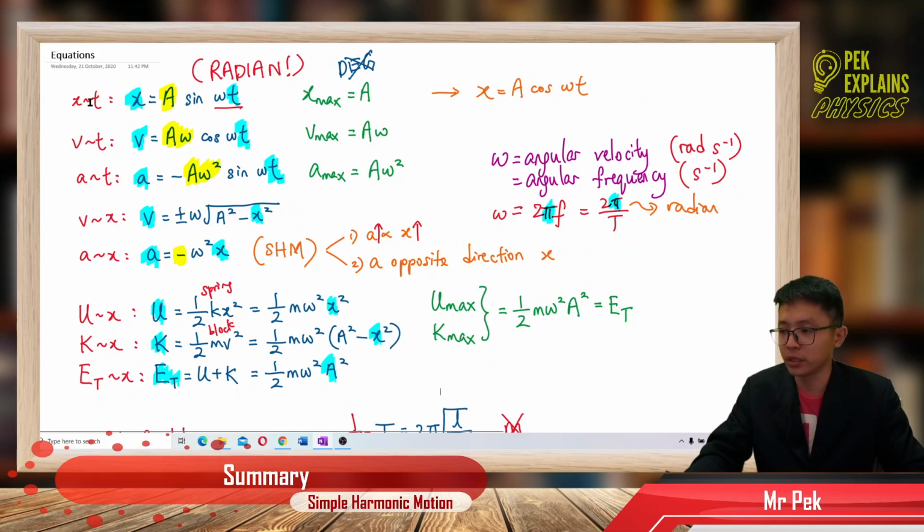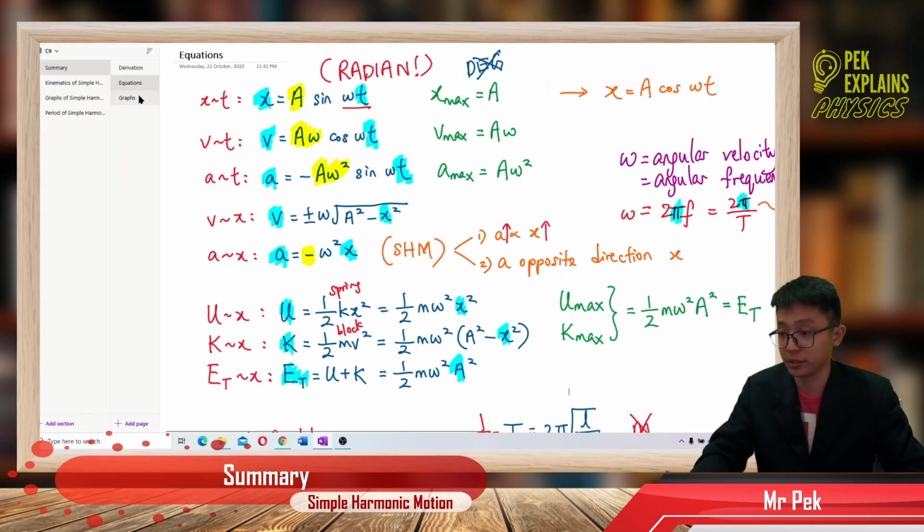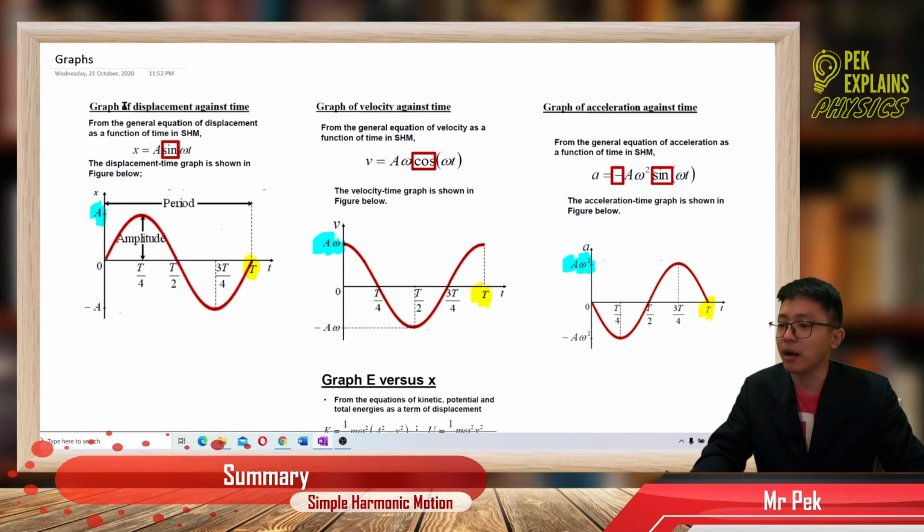If the question gives you time and asks you to find displacement, use the x-t equation. If the question gives you time and you want to find velocity, you use the v-t formula. If the question gives you displacement and asks you to find velocity, you use the velocity-displacement equation, and don't use the velocity-time equation. It depends on the formula, depends on the question.